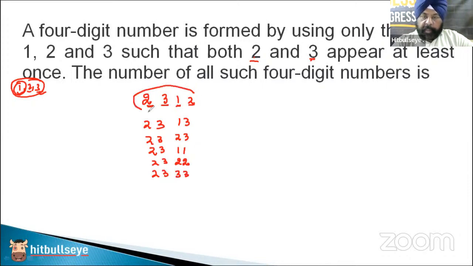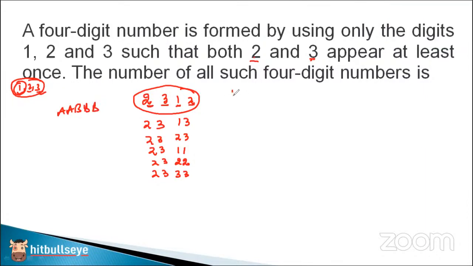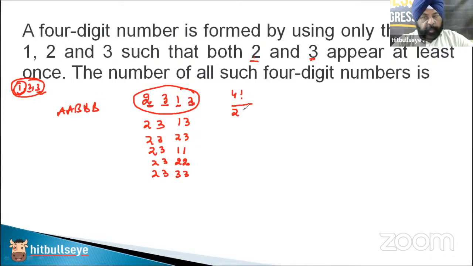Now the arrangement of these has to be done. You can see these are the 4-digit numbers, as I did in double A triple B. So again, is this okay? So what should I write here? 4 factorial upon 2 factorial, since one digit is repeated. So 4 factorial is 24, divided by 2, that is 12.